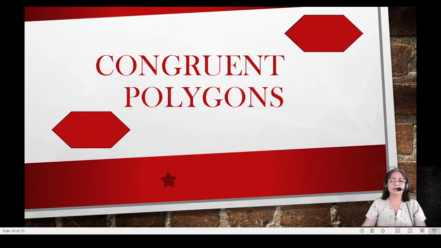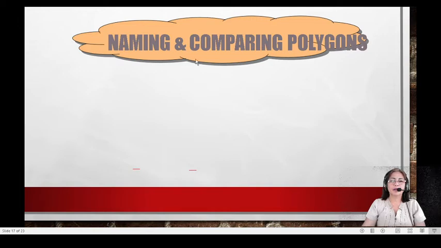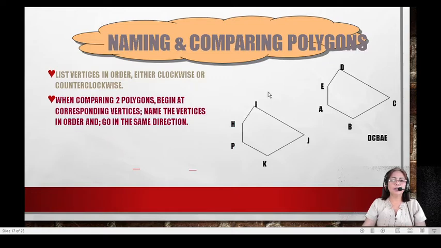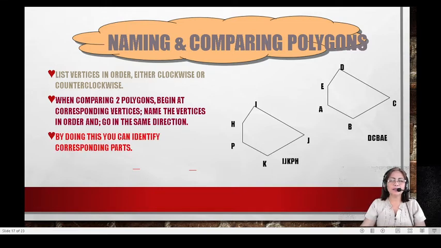Congruent polygons. What do we mean by congruent? Let's name and compare polygons. First, we're going to list vertices in order, either clockwise or counterclockwise. When comparing two polygons, begin at corresponding vertices. Name the vertices in order and go in the same direction. By doing this, you can identify corresponding parts. So this is polygon DCBAE, and this one is polygon IJKPH.